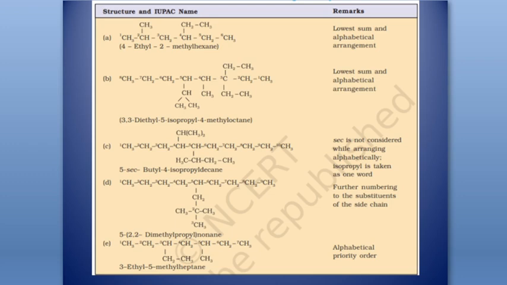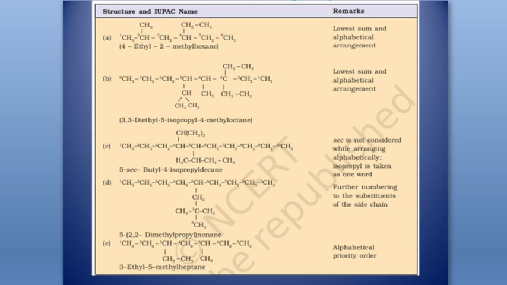Next we come to the second example. Here the long carbon chain is octane, and there are groups, one is ethyl and another is isopropyl. So the name will be done after the numbering from 1 2 3 4 5 6 7 8 from the right side. So the name will be 3,3-dimethyl 5-isopropyl 4-methyl octane.